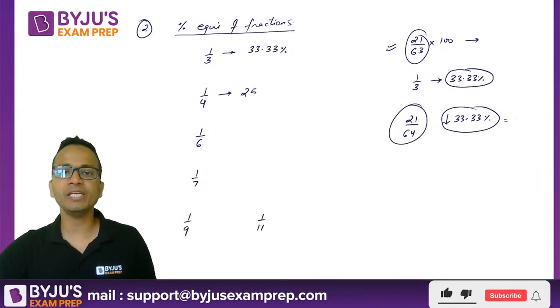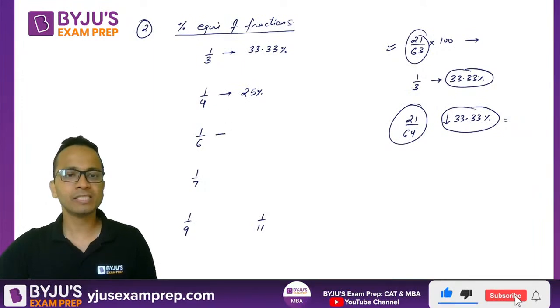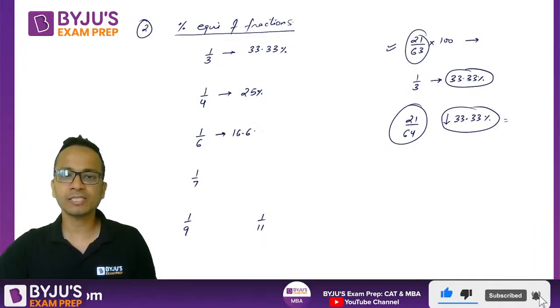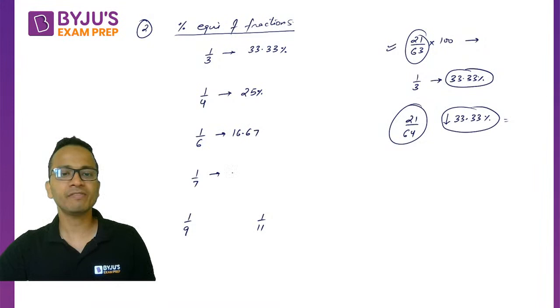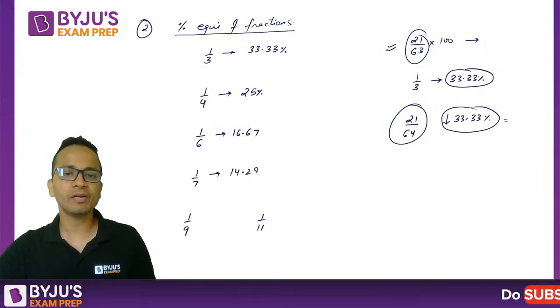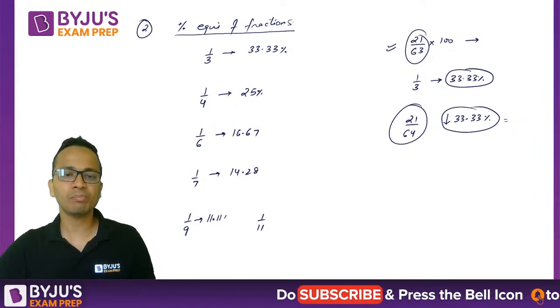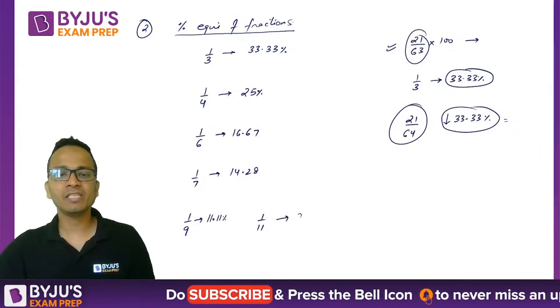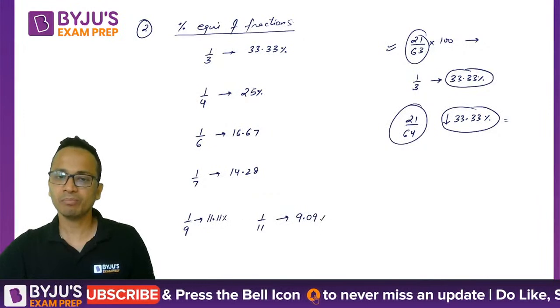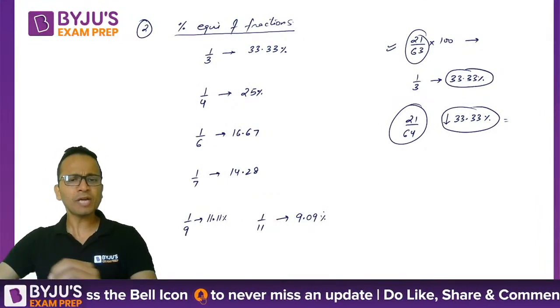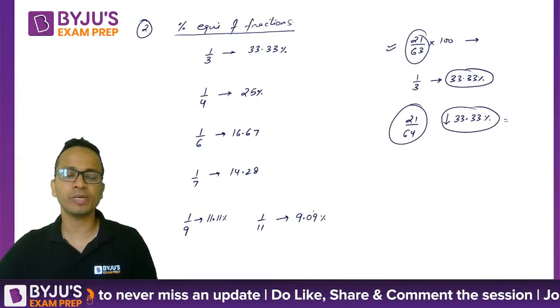It is 25%. 1/6 is 16.67%. 1/7 is 14.28%. 1/9 is 11.11 percentage. 1/11 is 9.09 percentage. Okay, so try to memorize these percentage equivalences of fractions.